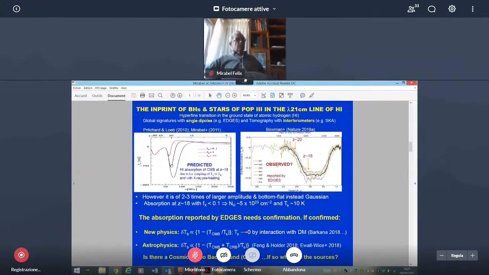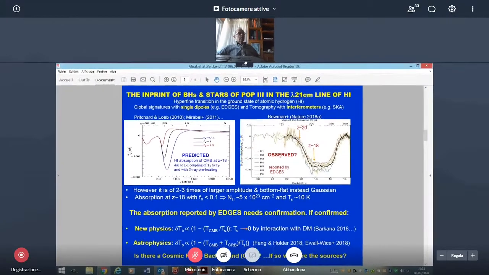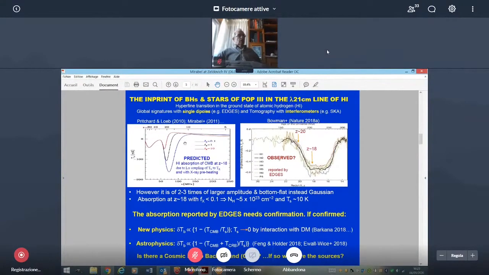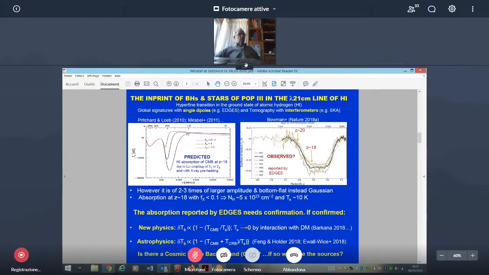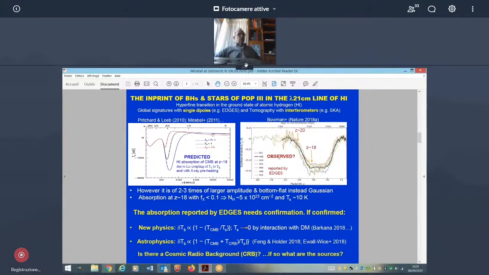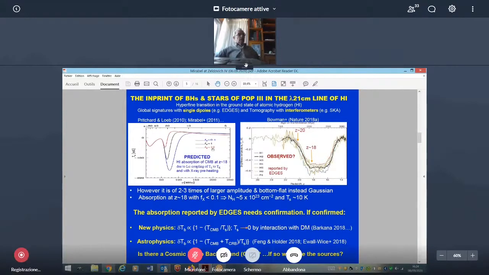You see here the prediction of the most prominent signal that should be observed from stars and black holes in the highly redshifted 21 centimeter line, up to frequencies in between 60 and 80, four different values. And you can see here that in this prediction, these different colors correspond to different values of a parameter that depends on many factors, but essentially on the density of the atomic hydrogen and the production of X-rays.